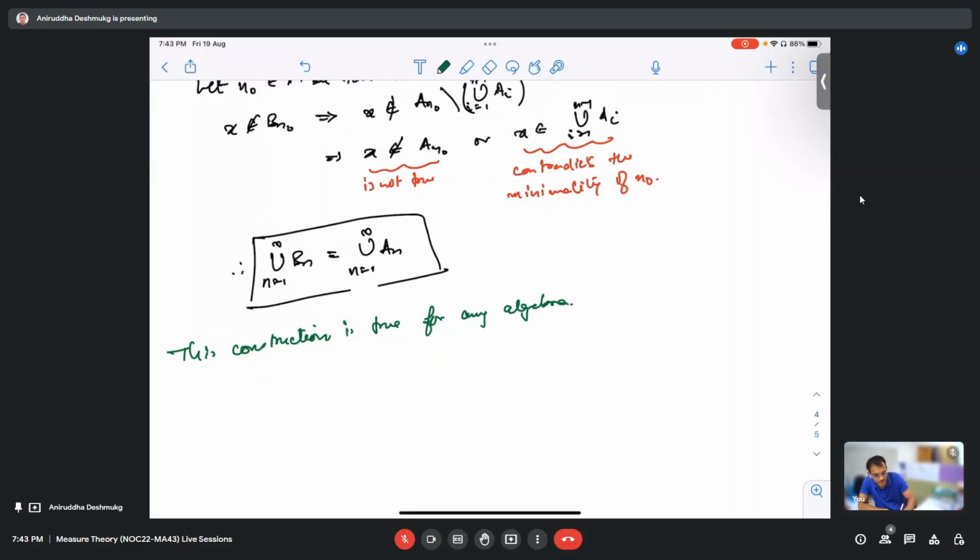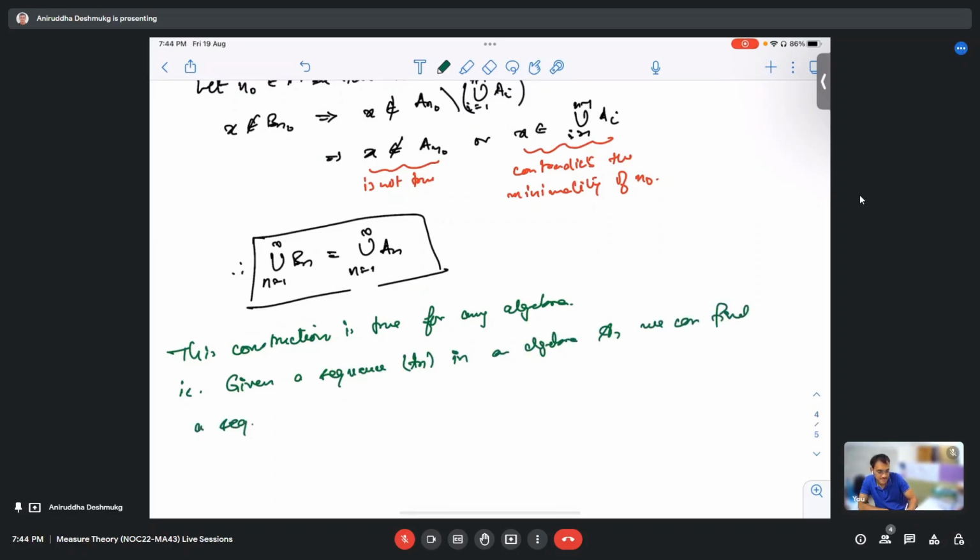That means what we have proved is, given a sequence in an algebra A, we can find another sequence Bn in A, which is mutually disjoint, with Bn intersection Bm is empty for n not equal to m, and the union still remains the same.